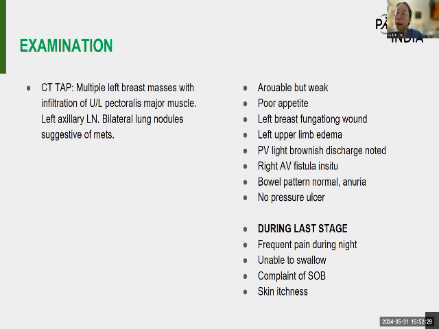The patient had left upper limb edema, PV discharge of light brownish color, and is on dialysis with a right AV fistula. Bowel pattern is normal, but the patient has been on dialysis for 21 years, so no more passing urine. The patient's skin was intact, no pressure ulcer. During the last stage, when the patient's condition deteriorated, she had frequent pain during the night, was unable to swallow, and complained of shortness of breath and skin itchiness.